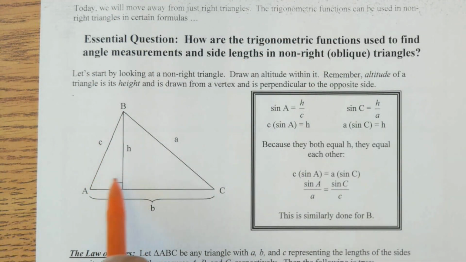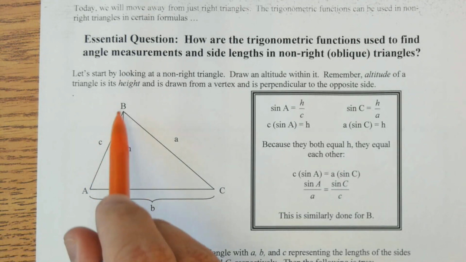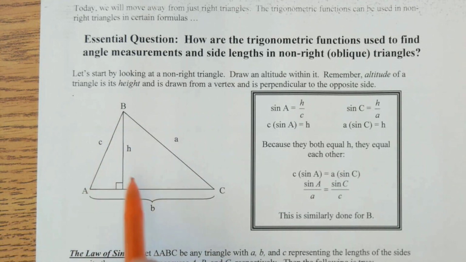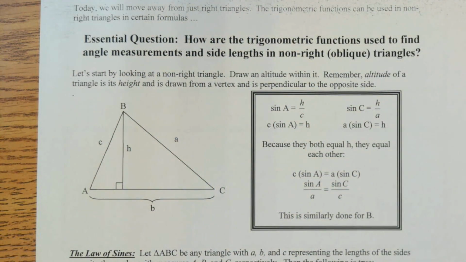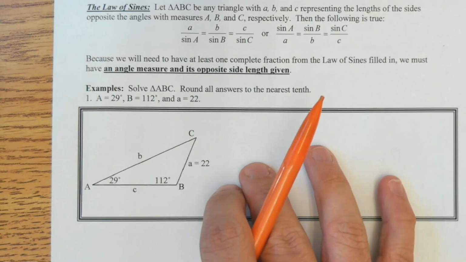And so really, if I had more time, I'd go over how this is derived, but it's pretty interesting. We're taking this non-right triangle and creating two right triangles based on the altitude here, and that's helping us derive our formula, okay?